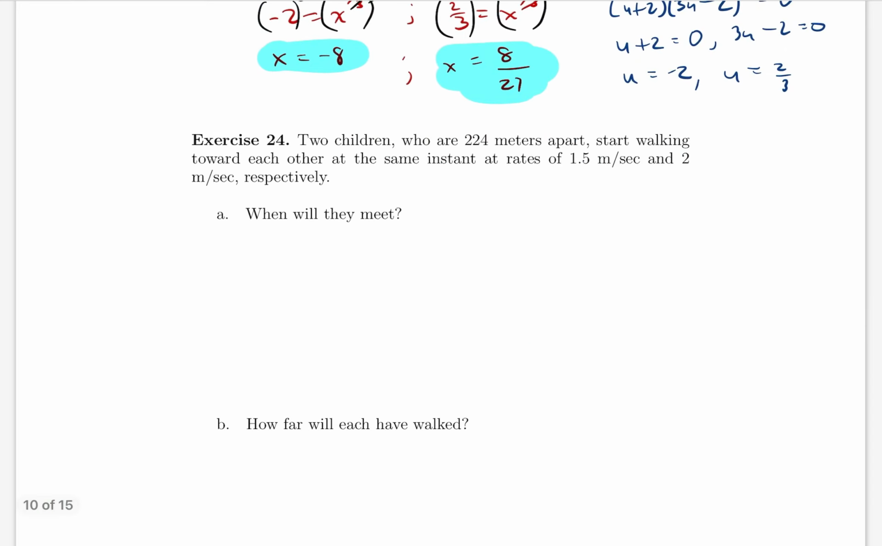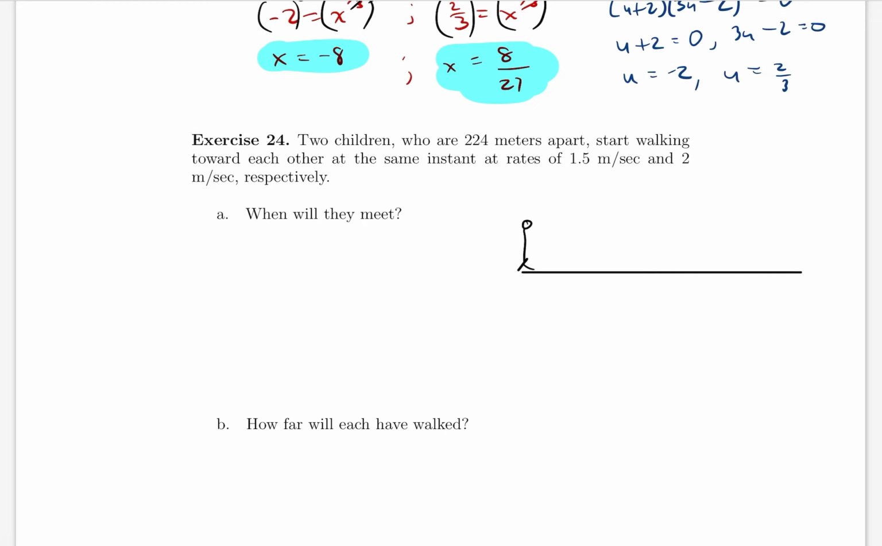All right, this last problem is a word problem. It says two children who are 224 meters apart start walking towards each other at the same instant at rates of 1.5 meters per second and 2 meters per second respectively. When will they meet? So let's draw a picture of the two children.